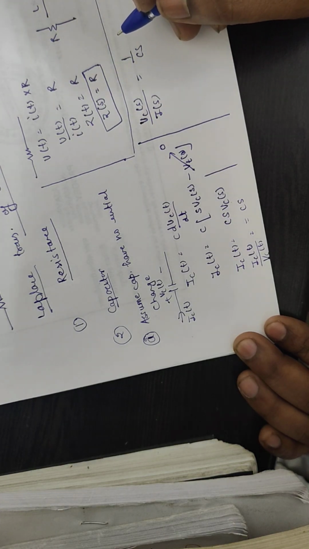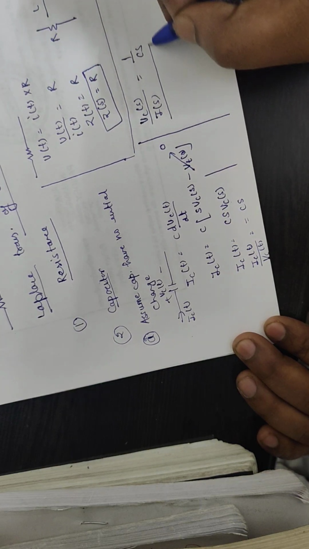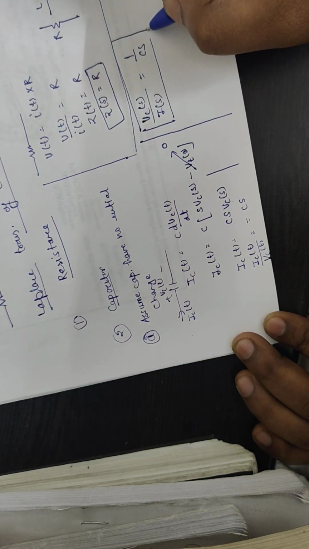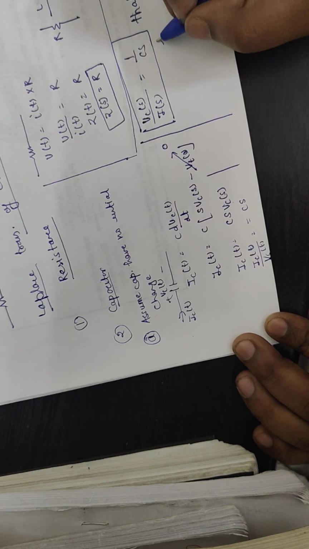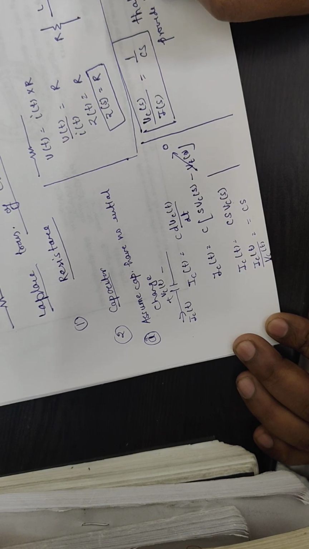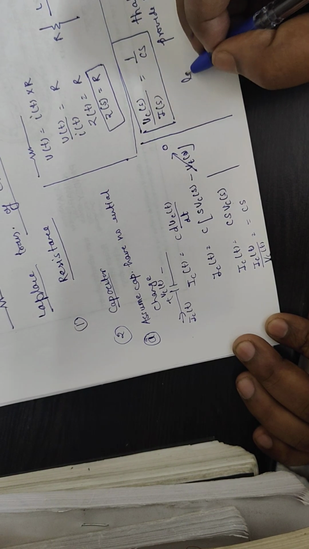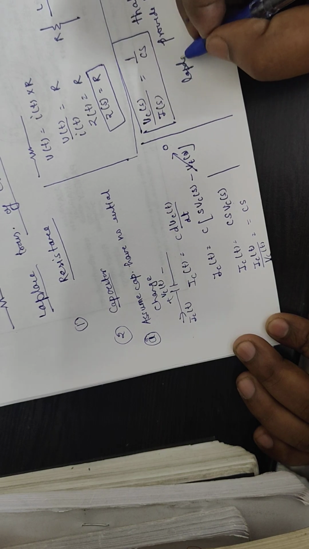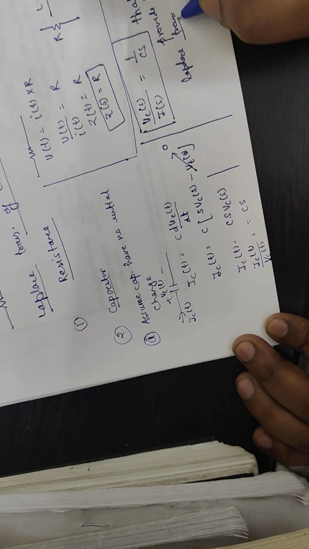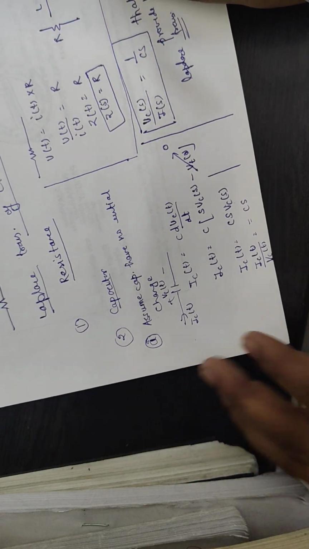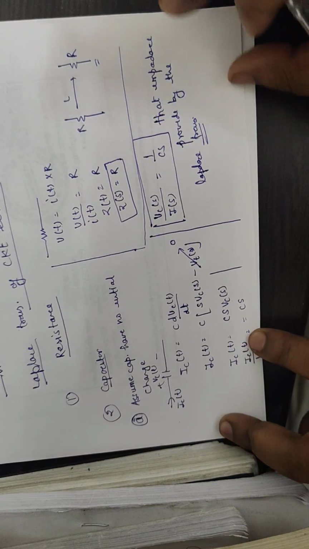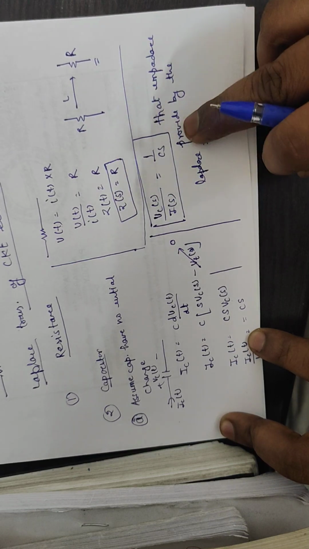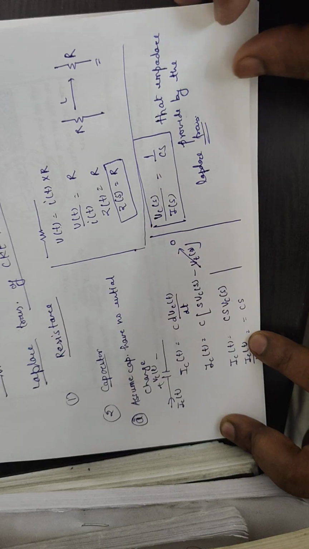So the impedance provided by the capacitor in the Laplace transform is 1 by Cs. That is the impedance provided by the Laplace transform.